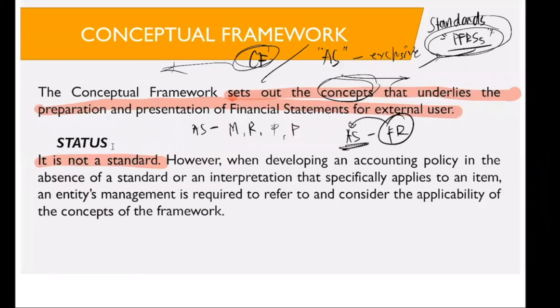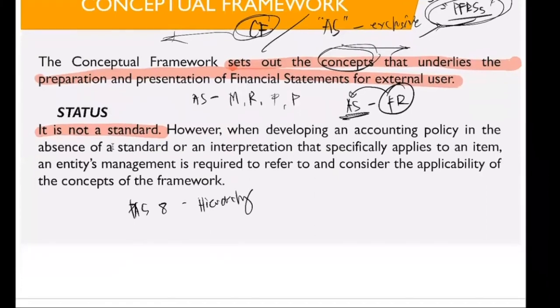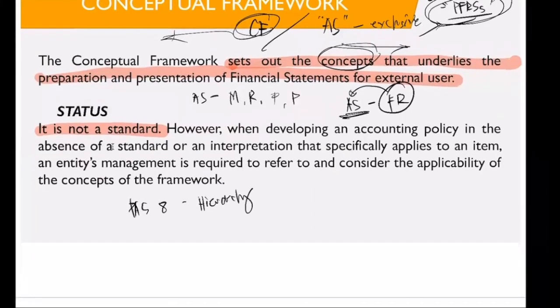Actually, under your accounting standards, that is PAS 8, accounting policies, changes in accounting estimates and errors. So this is known as accounting policies, changes in accounting estimates and errors. Under PAS 8, it provides you the hierarchy or the use of both your standards. So under the hierarchy in PAS 8, in using your accounting policy, what do we use? So what is an accounting policy, by the way?